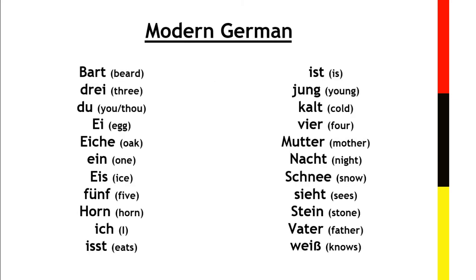Bart, Drei, Du, Ei, Eich, Ein, Eis, 5 Horn. Ich, ist, jung, kalt. 4 Mutter, Nacht, Schnee, sieht, Stein, Vater, weiß.